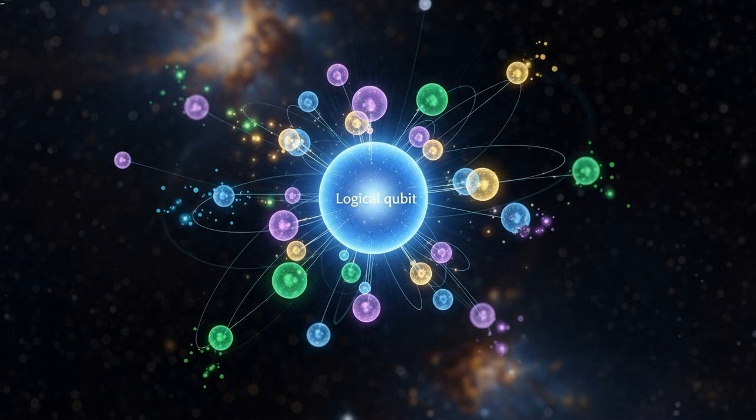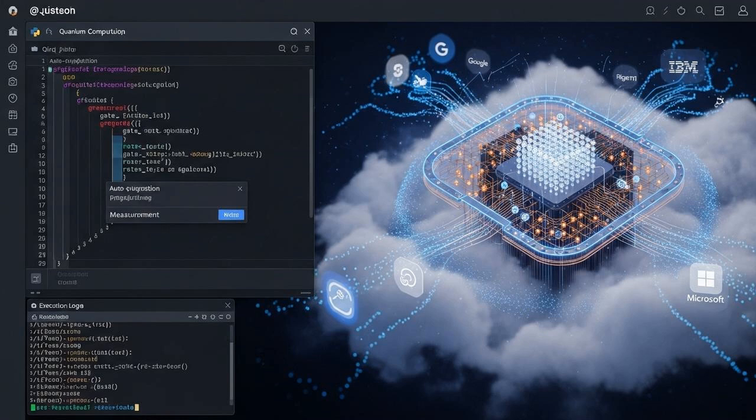Both IBM and Google have public roadmaps aiming to build the first useful, fault-tolerant quantum computers by the end of this decade. Given these immense challenges and costs, you won't be buying a quantum computer at Best Buy anytime soon. So how does the world get access to this power? The answer is the cloud.